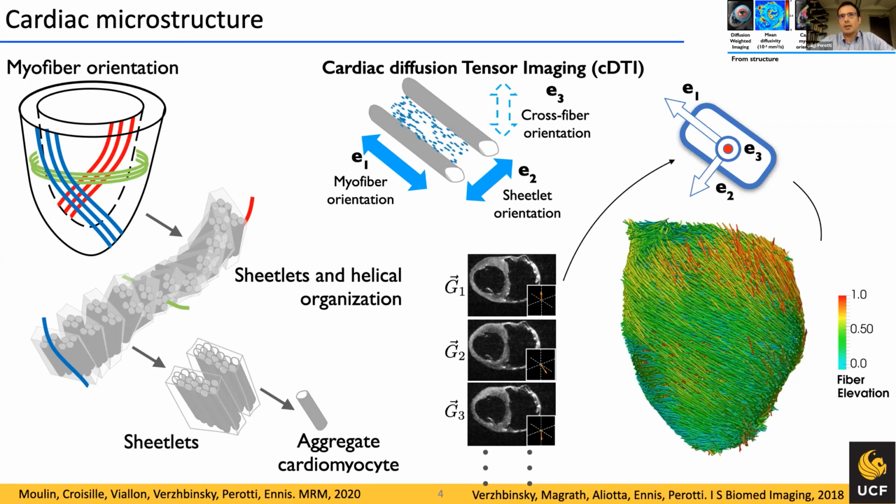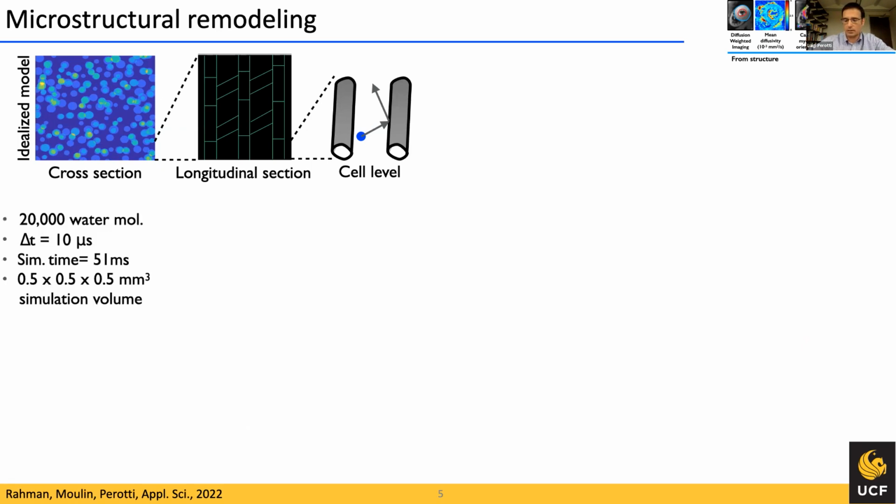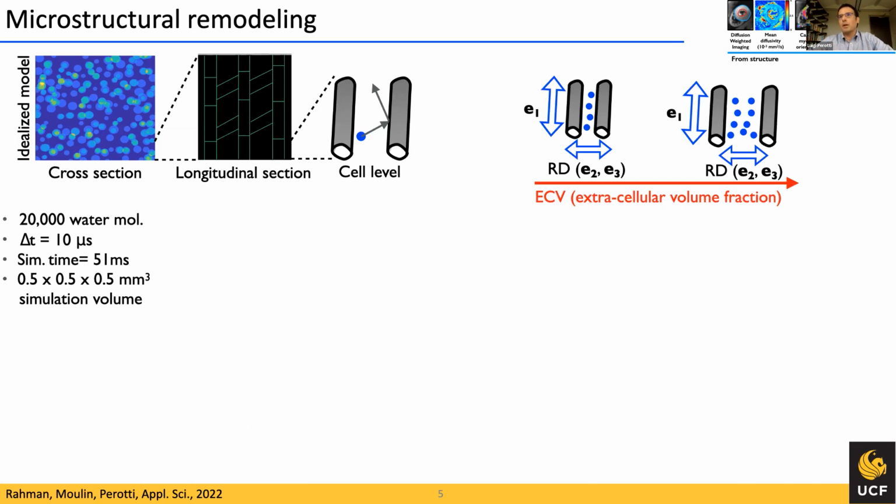The first thing we would like to do now, using computational models, is to understand how changes at the microstructural level are reflected in biomarkers or measures that we can compute from diffusion tensor imaging. To do that, we have developed, and this is ongoing research, a preliminary, very simplified model of cardiac microstructure in which we can simulate the diffusion of water molecules. Then, for example, we can simulate a situation that we would find in a disease, such as an increase in extracellular space, where the aggregate cardiomyocytes are farther apart from each other.